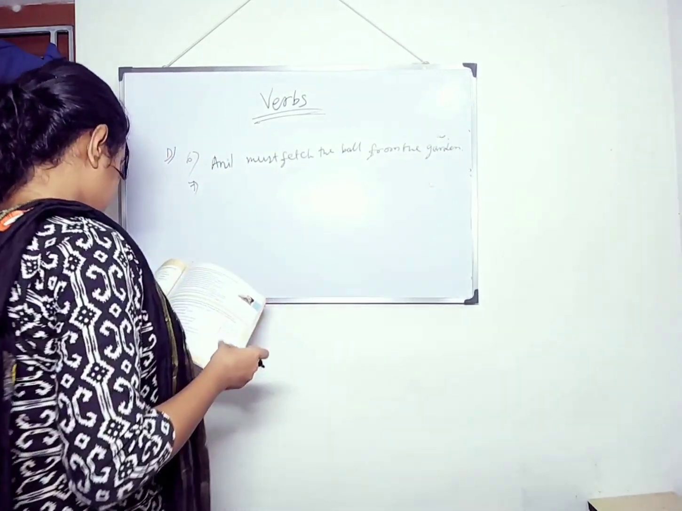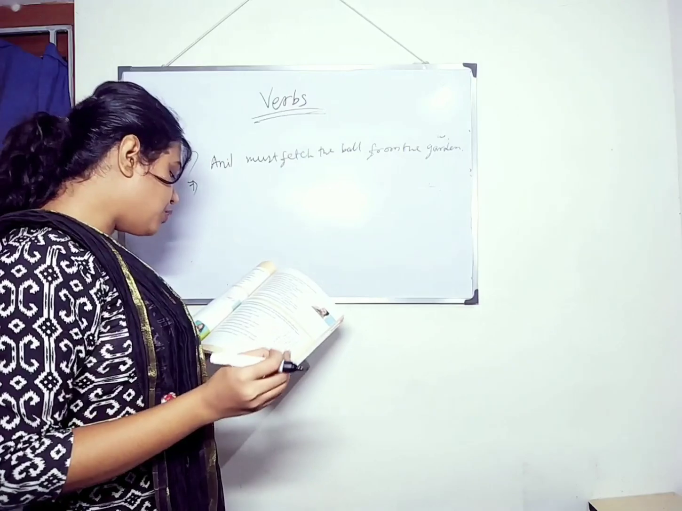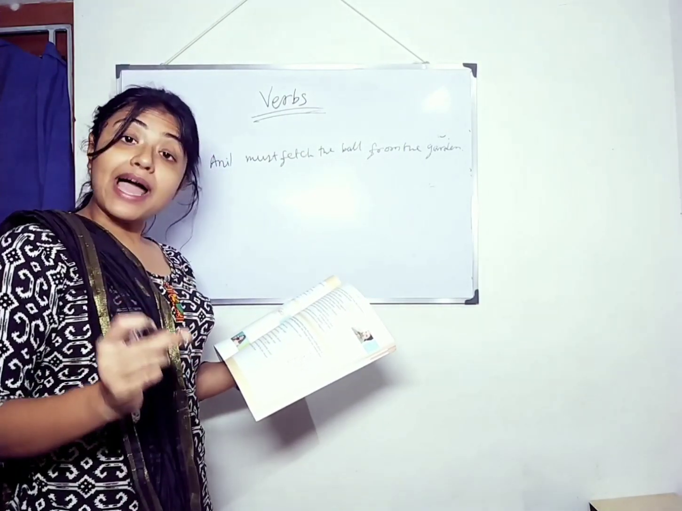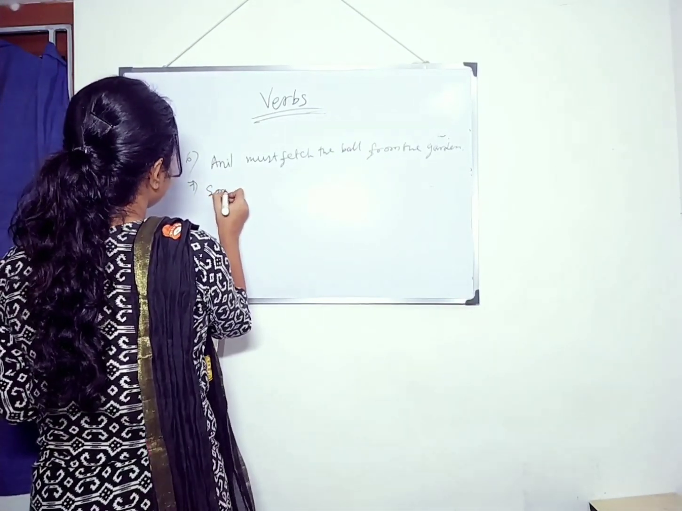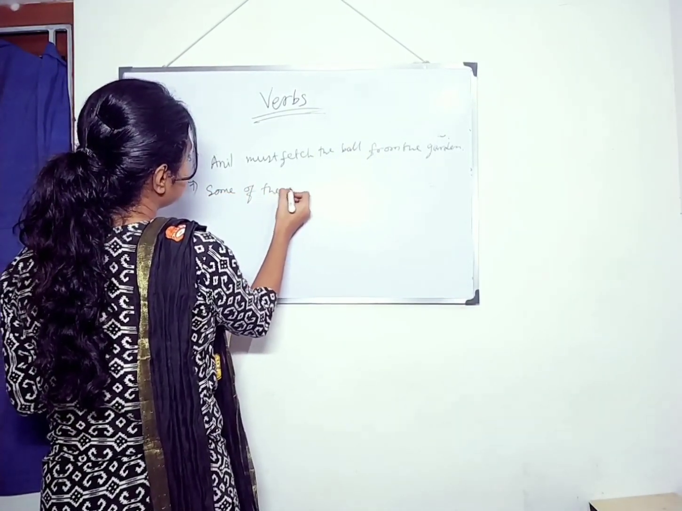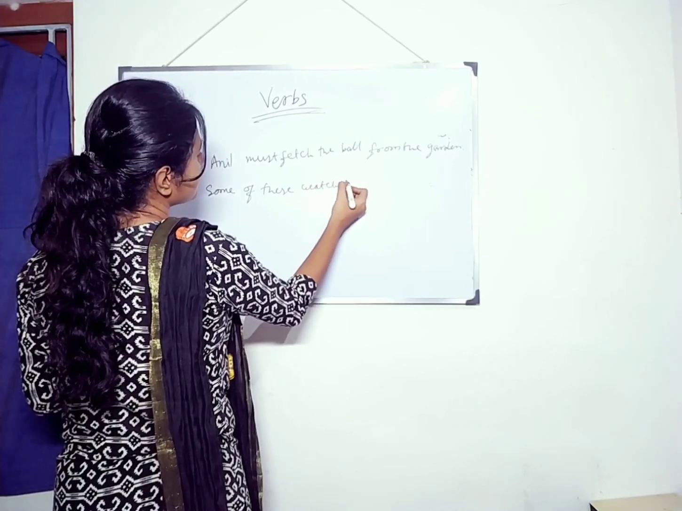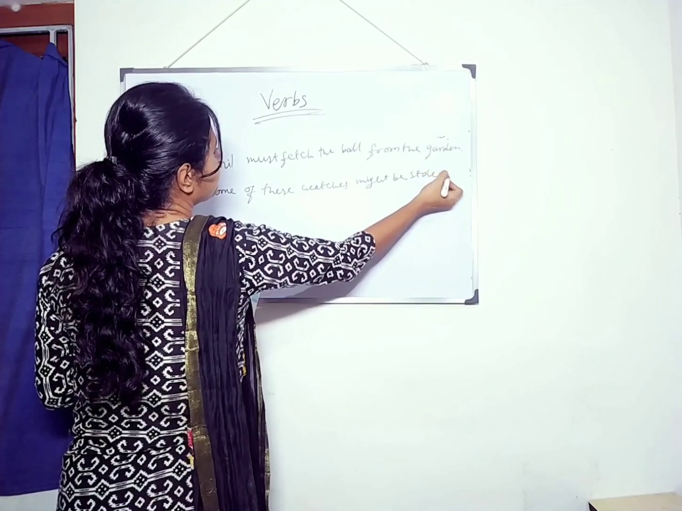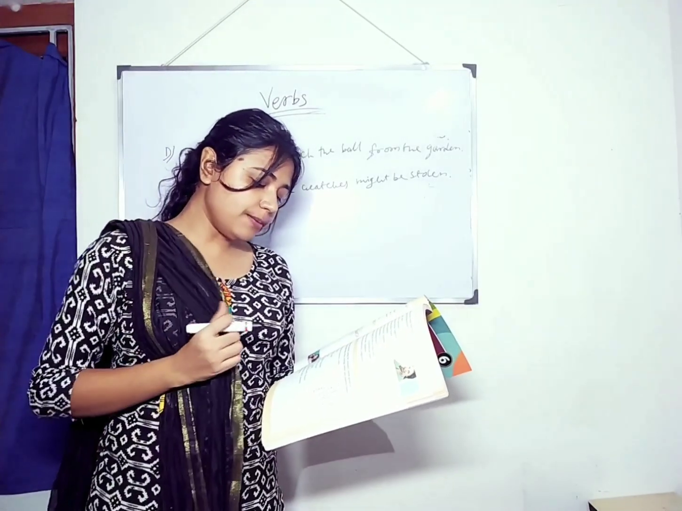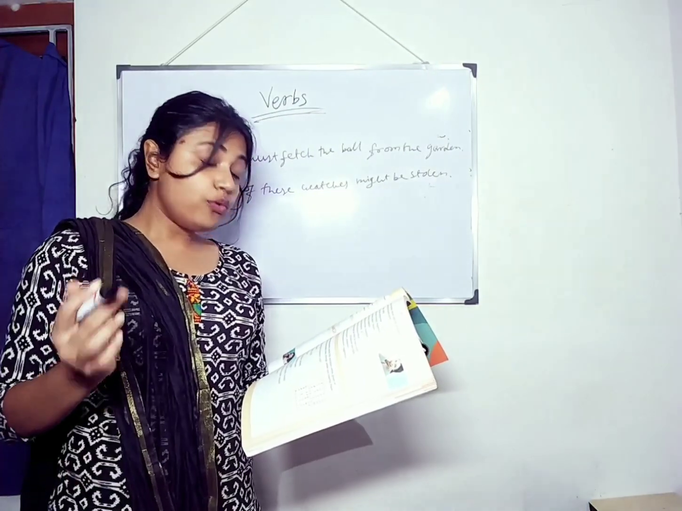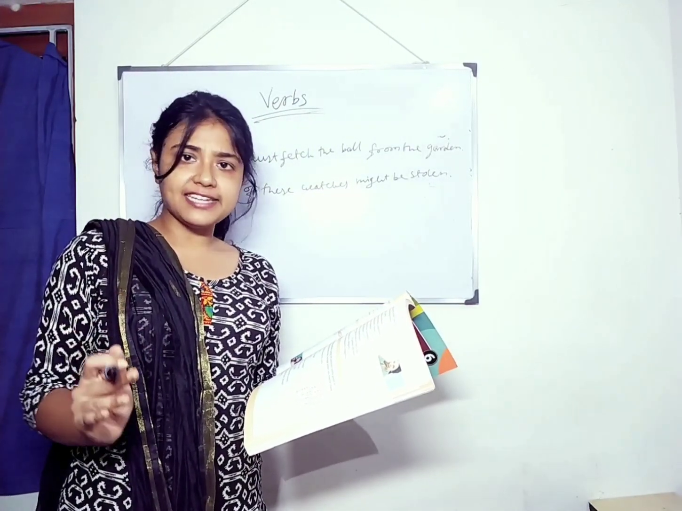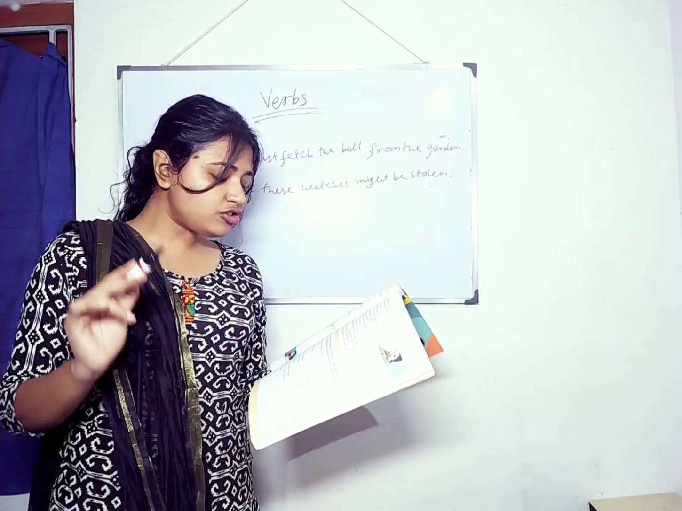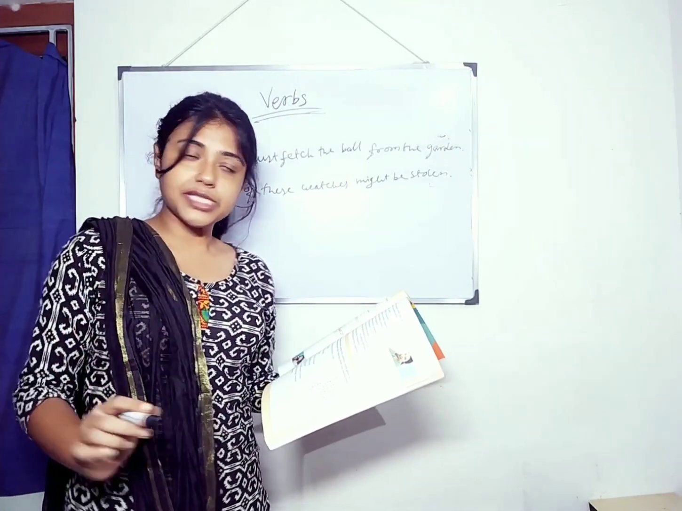Number 7. Some of these watches are stolen. So some of these watches might be stolen. Now, number 8, we used to swim across the river until recently. We used to. It shows your past habit. We will be replacing with would. So what will be the answer? We would swim across the river, not until recently.